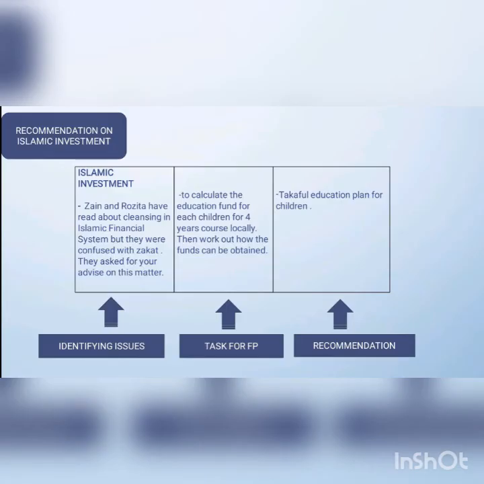Let's see the recommendation on Islamic investment. First, identifying issues. Zain and Rozita have read about cleansing in the Islamic financial system, but they were confused with zakat. They asked for your advice on this matter. Task for financial planning: to calculate the educational fund for each child for 4 years locally. Then work out how funds can be obtained. Let's see the recommendation. A takaful education plan for children is suitable.